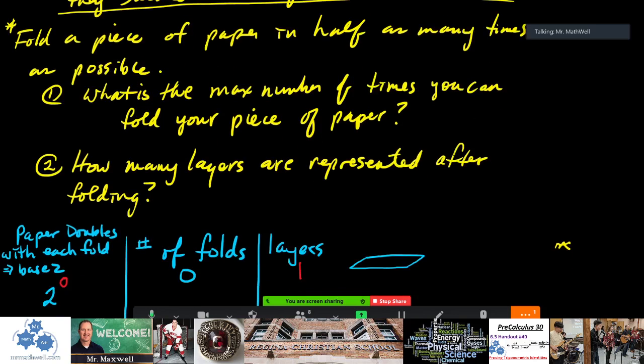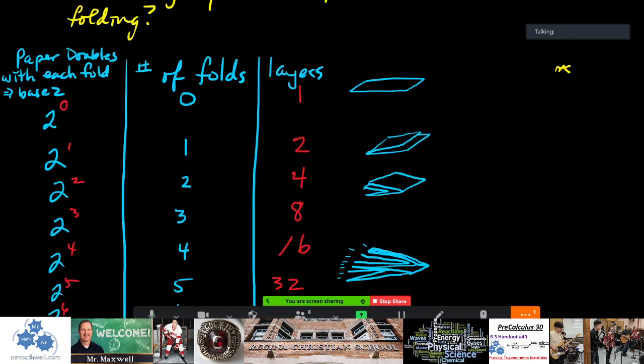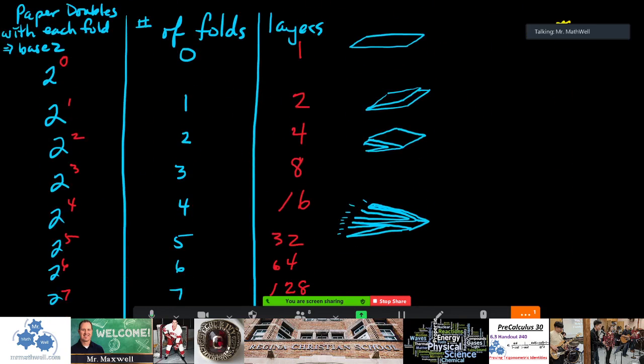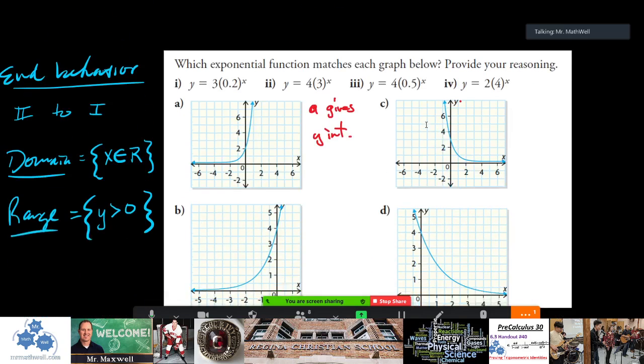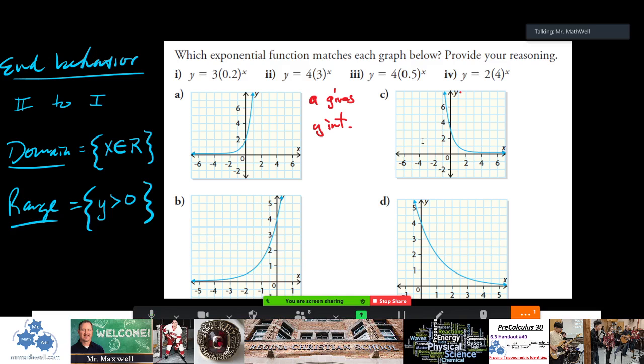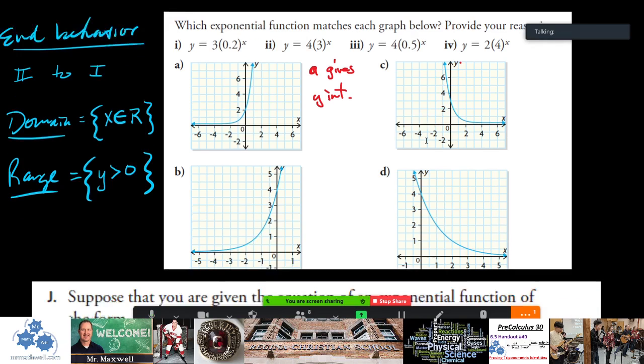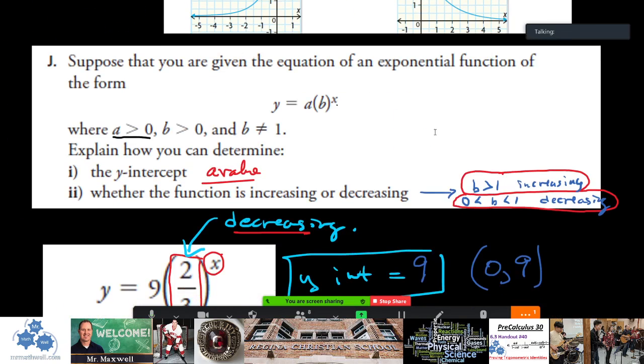In 7.2, we talked about characteristics. We did this little paper folding exercise and how many layers we would get. If you fold the paper once, you get 2 layers. If you fold the paper twice, you get 4 layers, and so on. We also talked a little bit about end behavior.